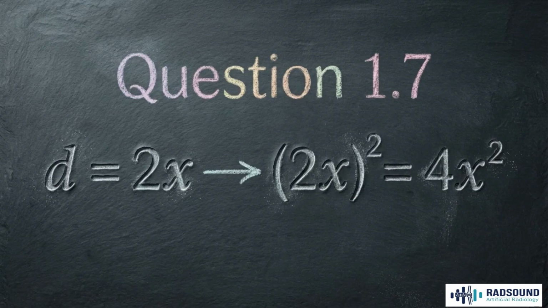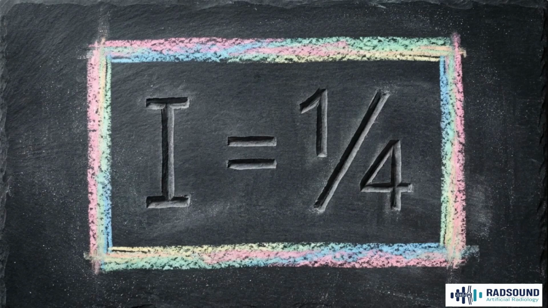MCQ 1.7 applies this geometry. Doubling the distance from a point source increases the square distance by a factor of 4. The intensity at the new position is quartered.